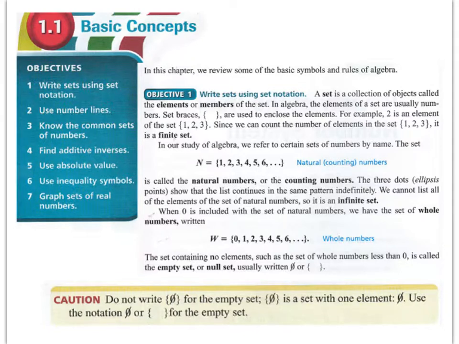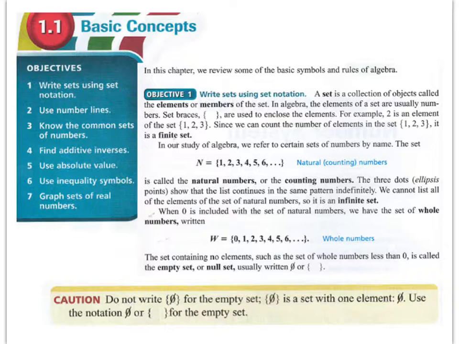We do have several objectives to take a look at here. Writing sets using set notation. We'll take a look at number lines. We'll talk about the different sets of numbers, a little bit about what additive inverses are, we'll talk absolute value, inequalities, and graphing sets of real numbers. So a wide range of ideas here.